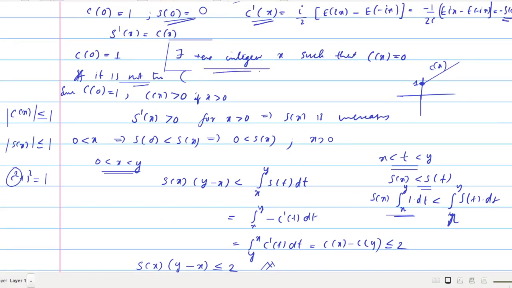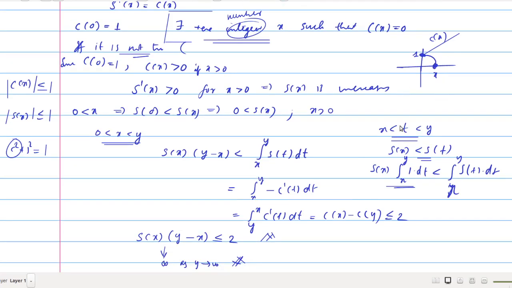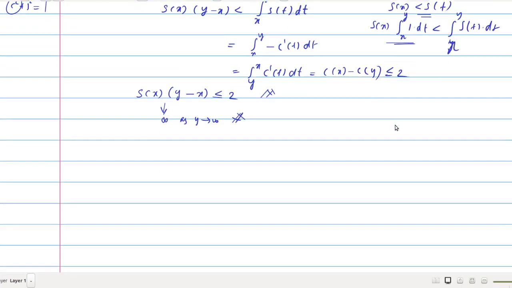So there exists a positive number x, not an integer, such that c of x equals 0. So we get at least one real number such that c of x equals 0. The graph of c of x is like this. So first of all we take that as x naught.